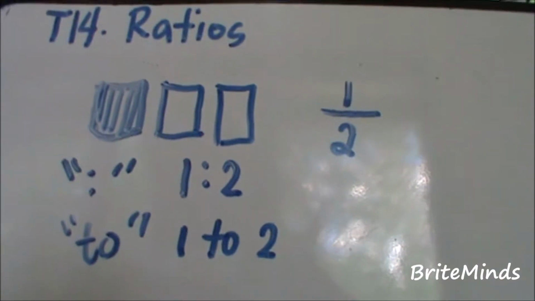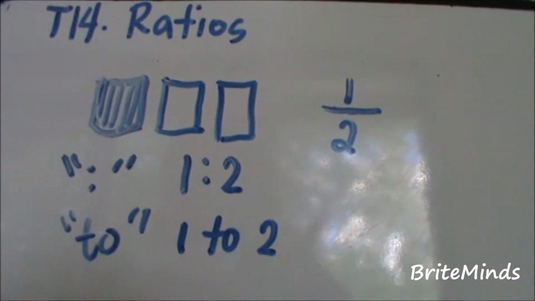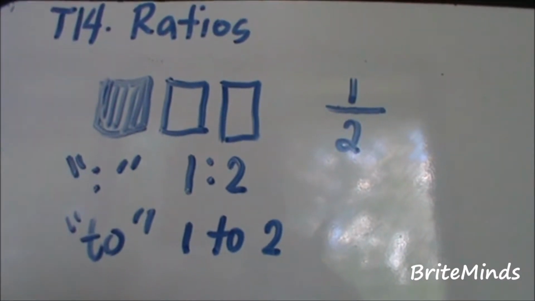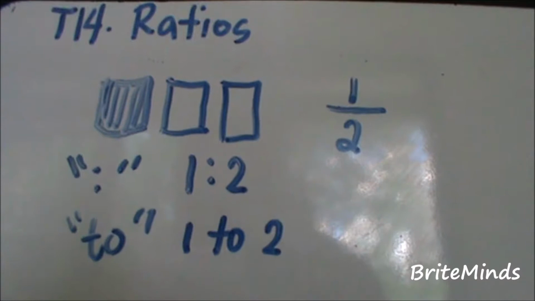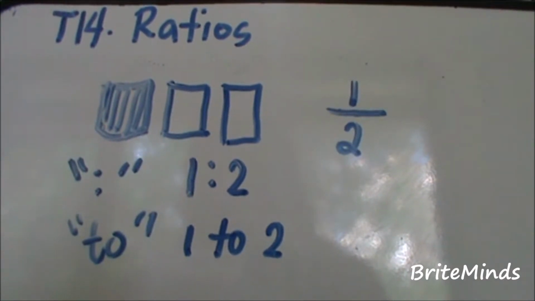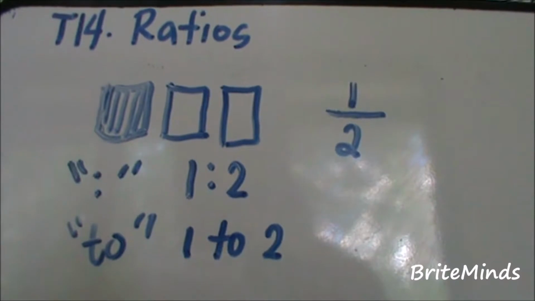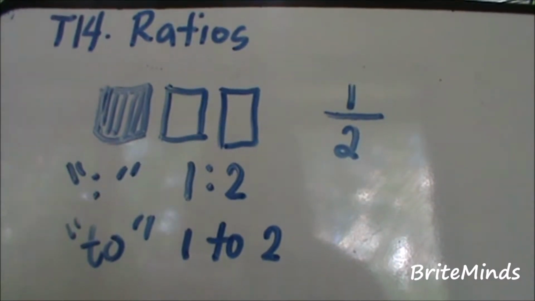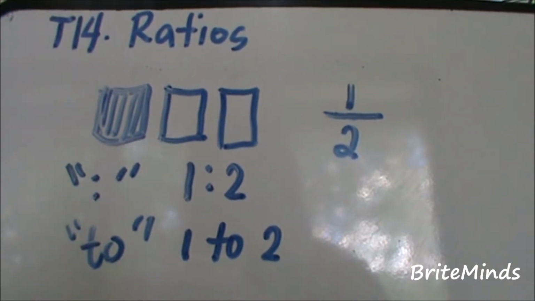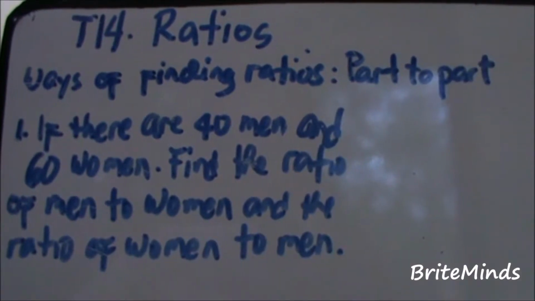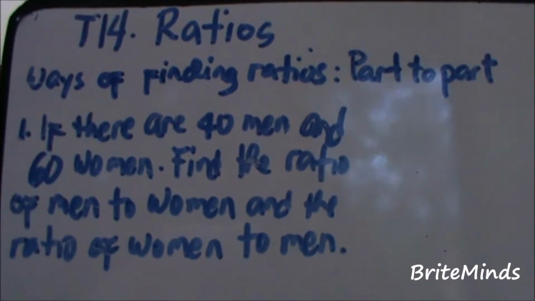Ratios are generally used in cases of partnership, sharing of profits and losses. For example, there are two persons and they have an agreement that they are going to share their profits and losses in the business, so they can apply ratios. There are two ways of finding ratios: one way is part to part, and the other way is part to whole.